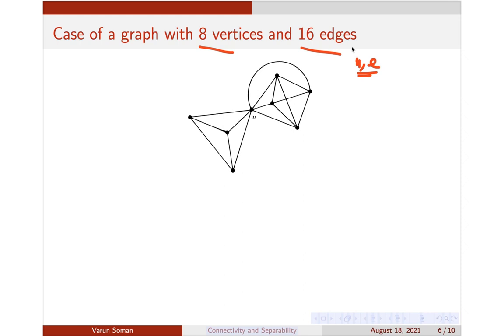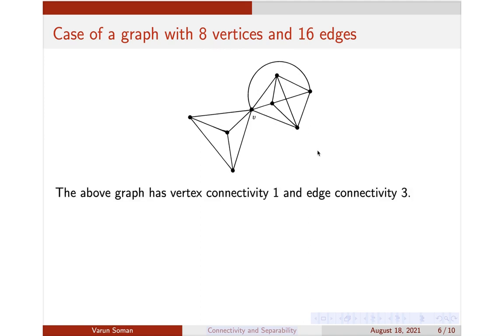Okay, if you look at this graph, you can see that the vertex connectivity of this graph is 1 and the edge connectivity is 3. If you delete this vertex, this graph will be disconnected, and if you delete these 3 edges, it will be disconnected. You can think of other edges also, but whatever you do, the minimal number of edges to be removed is always 3.